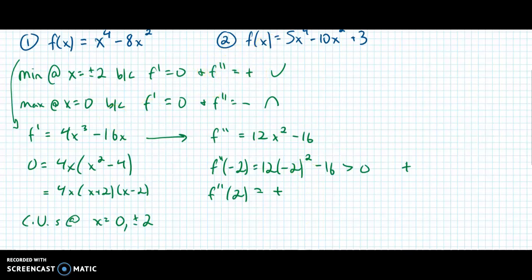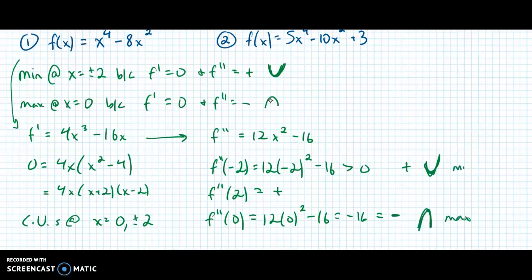F double prime is positive, right? And then the next thing I do is do the same thing for f double prime of 0. Well, that's 12 times 0 squared minus 16. And that's just negative 16, which is negative, right? So I know that f prime of all these are 0, and 2 of them have a positive second derivative, and the other one has a negative second derivative. I always draw concave up for a positive second derivative. I draw concave down for a negative one so I don't make a mistake. This is clearly a max. This is clearly a min.